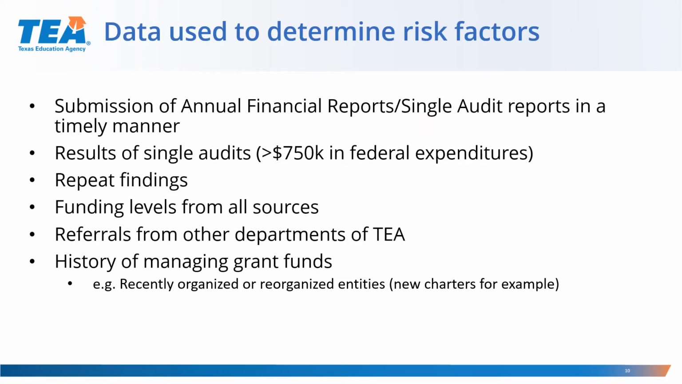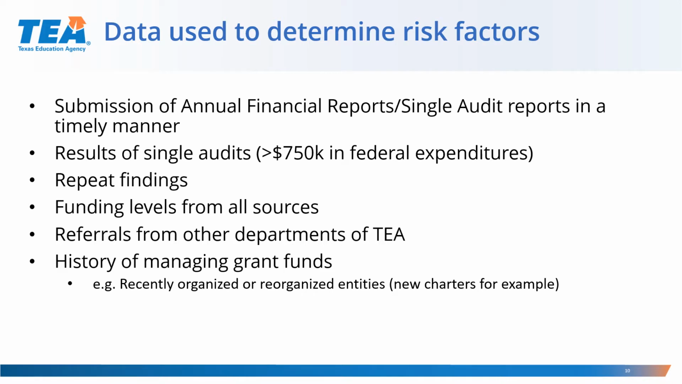We use data from several sources to help us score an entity's risk. LEAs are required to submit their annual financial reports to TEA by late November for June 30 year-end LEAs, or late January for August 31st year-end LEAs. LEAs that have more than $750,000 in federal expenditures are required to perform a single audit and must upload that annual financial report to the Federal Audit Clearinghouse within 30 days after uploading their annual financial report to TEA. We use the results of single audits as risk factors.